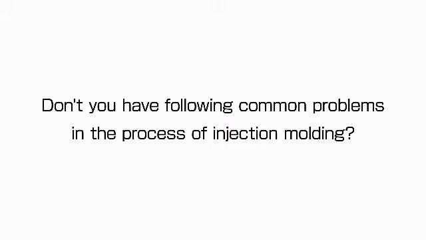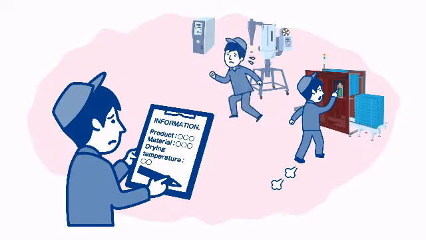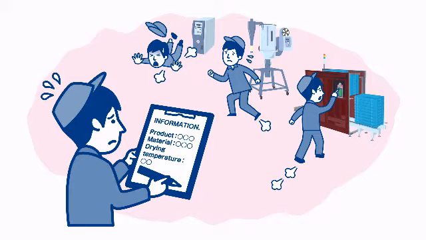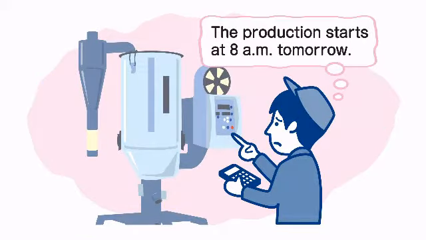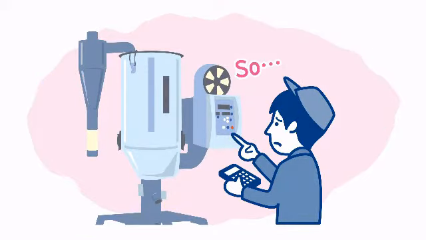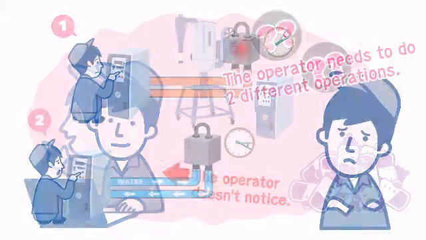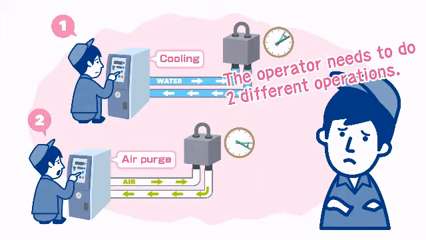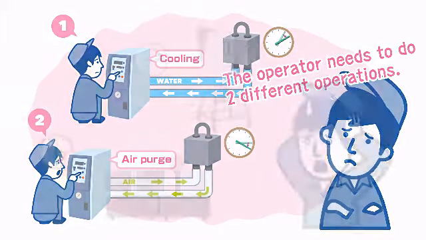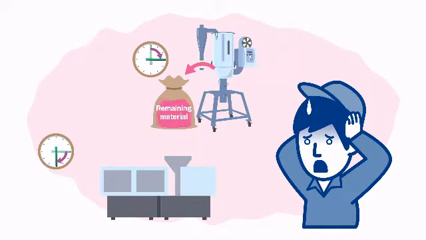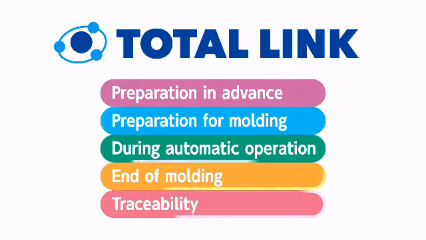Total link. Don't you have following common problems in the process of injection molding? It takes time to set each peripheral equipment. Human errors in setting. A lot of defective products because of wrong setting. A lot of operations at mold changing and at the end of molding. Useless time for purging remaining material and useless cost of disposing of them. There are a lot of problems. From preparation in advance to the end of molding.